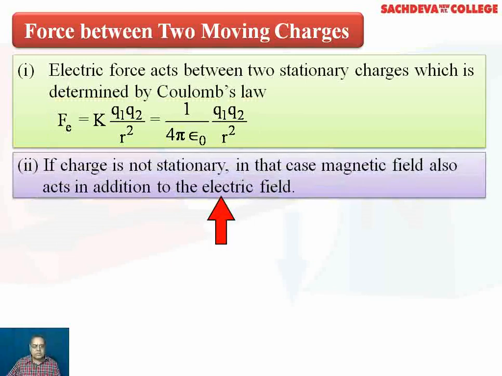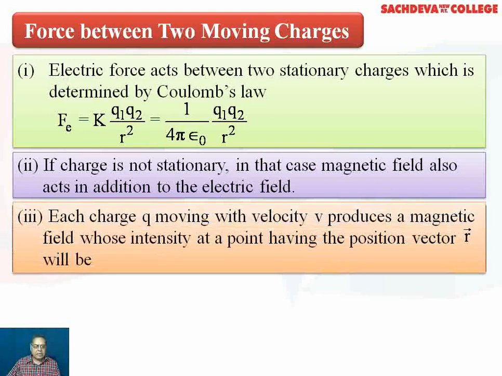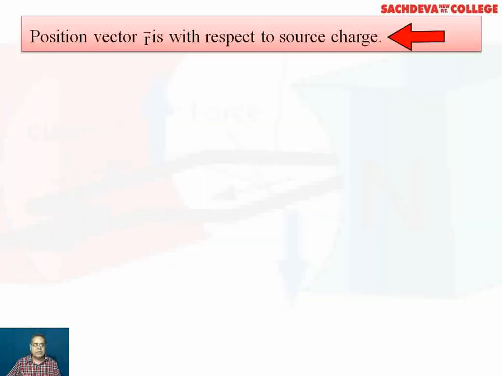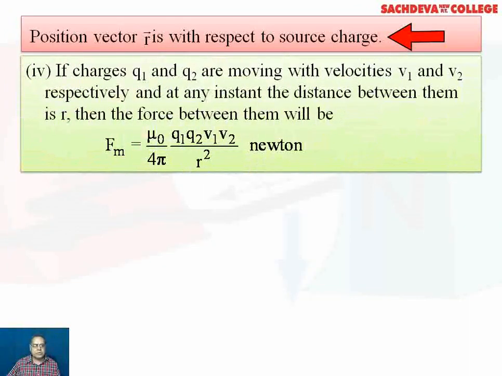If charge is not stationary, in that case a magnetic field also acts in addition to the electric field. Each charge Q moving with velocity v produces a magnetic field whose intensity at a point having position vector r will be B is equal to mu naught by 4 pi Q into cross product of V and R divided by R square, and that is found to be mu naught over 4 pi QV sin theta over R square. Position vector R is with respect to the source charge.